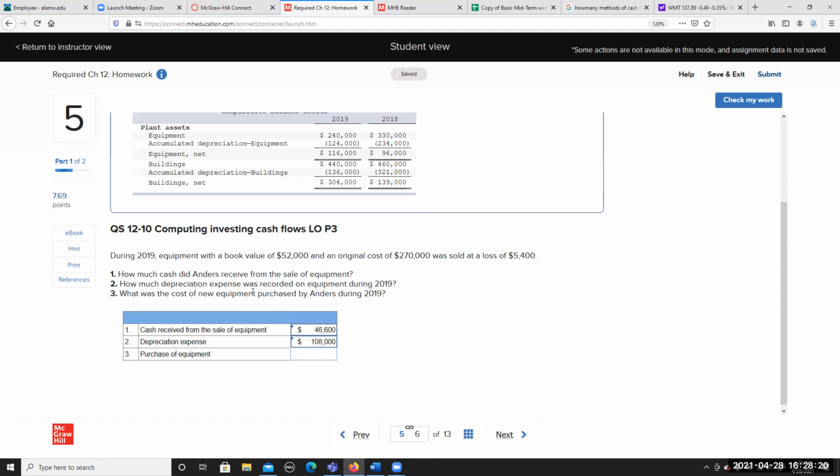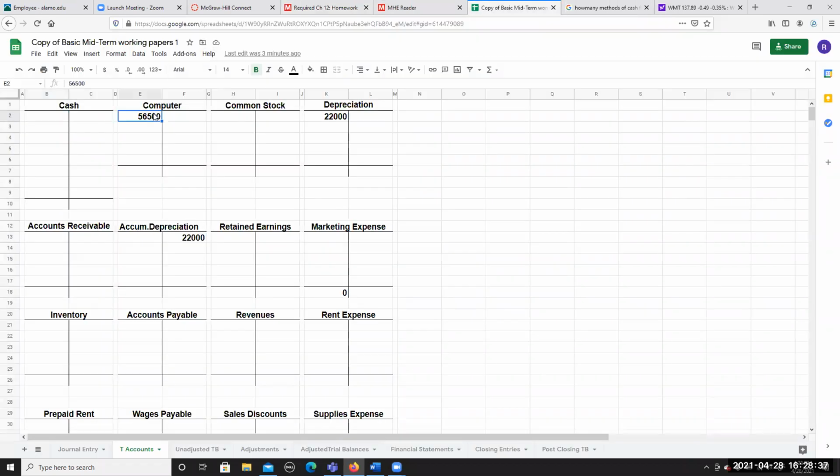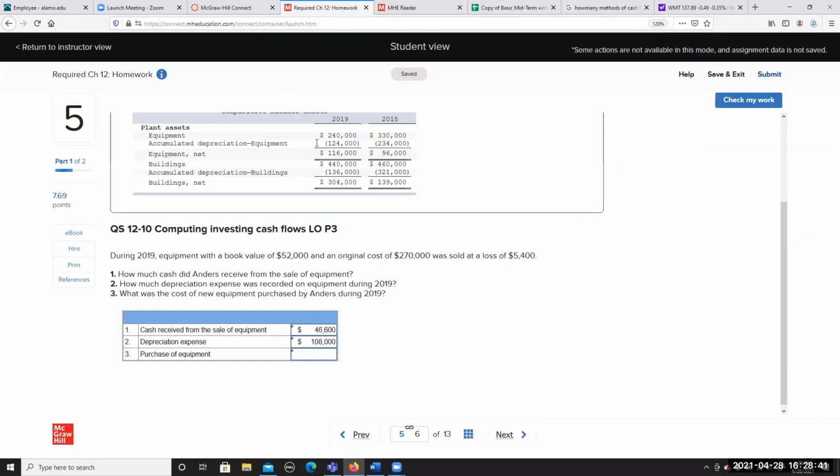And so number one, how much cash from the sale? Depreciation expense 108. What was the cost of new equipment purchased? And let's see, equipment went from 330 to 240. So let's look at the T account again. 330, and at the end it's 240.